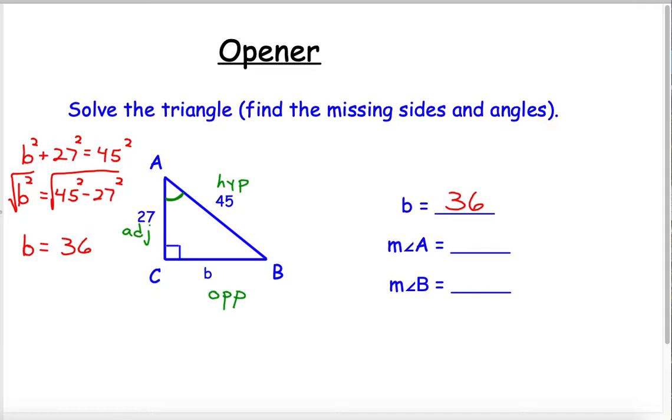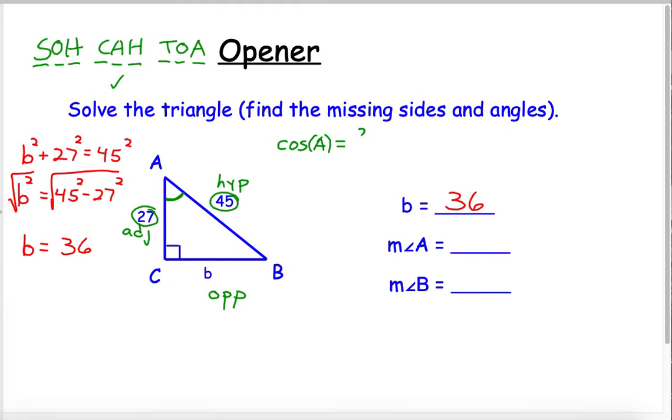So which trig function uses the adjacent and the hypotenuse? Well, if you remember SOHCAHTOA, the sine uses opposite and hypotenuse. The cosine uses adjacent and hypotenuse. Oh, that's what we want to use. And by the way, the tangent is opposite and adjacent. So the cosine is the function we're going to want to use. So I'm going to write cosine of angle A is equal to the adjacent, which is 27, divided by the hypotenuse, which is 45.